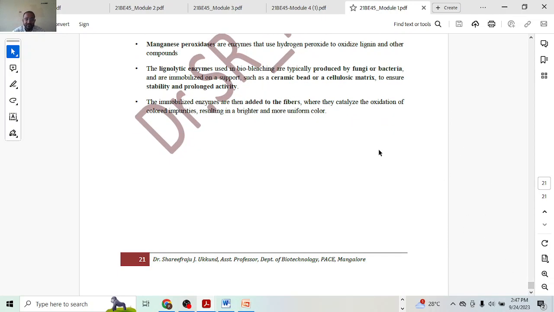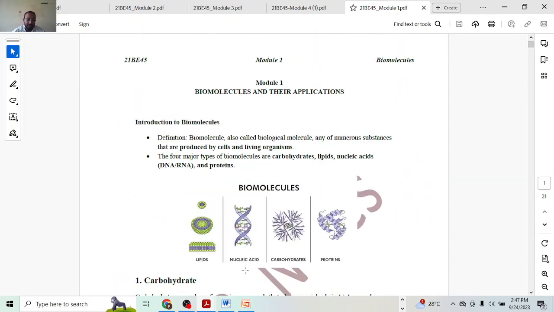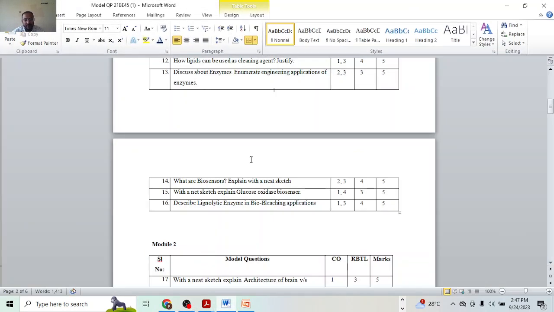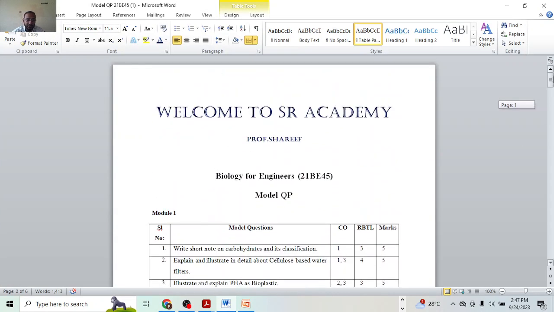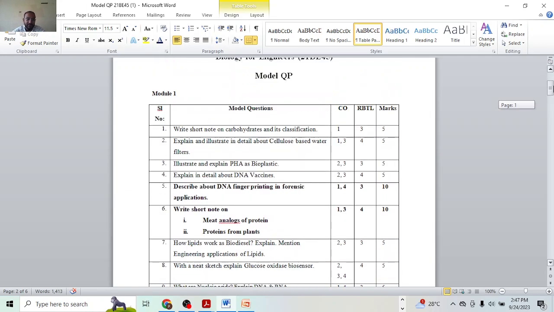So that's the end of the module 1 notes along with the model question paper. If any doubts are there, please let me know. These are the maximum possible questions, 16 possible questions based on around 6 or 7 topics I have given here.